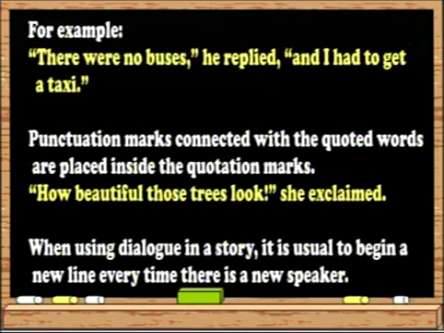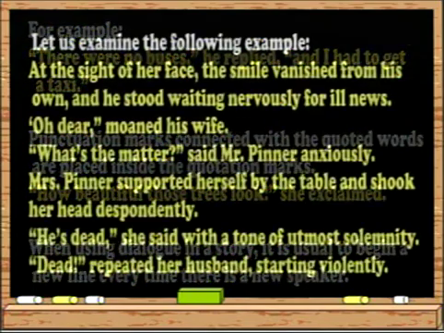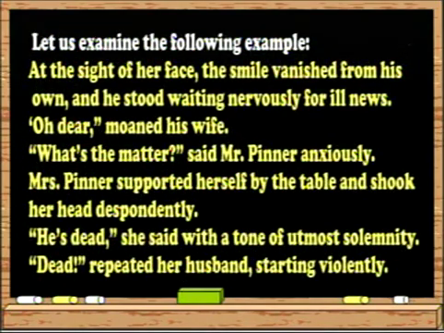When using dialogue in a story, it is usual to begin a new line every time there is a new speaker. Let us examine the following example. "At the sight of her face, the smile vanished from his own, and he stood waiting nervously for ill news. Oh dear," moaned his wife. "What's the matter?" said Mr. Pinner anxiously. Mrs. Pinner supported herself by the table and shook her head despondently. "He's dead," she said with a tone of utmost solemnity. "Dead?" repeated her husband, staring violently.